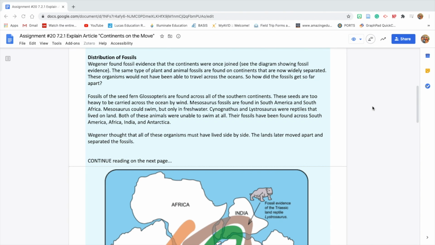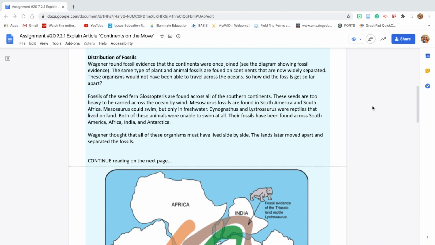Mesosaurus fossils are found in South America and South Africa. Mesosaurus could swim, but only in fresh water. Cynognathus and Lystrosaurus were reptiles that lived on land. Both of these animals were unable to swim at all. Their fossils have been found across South America, Africa, India, and Antarctica.